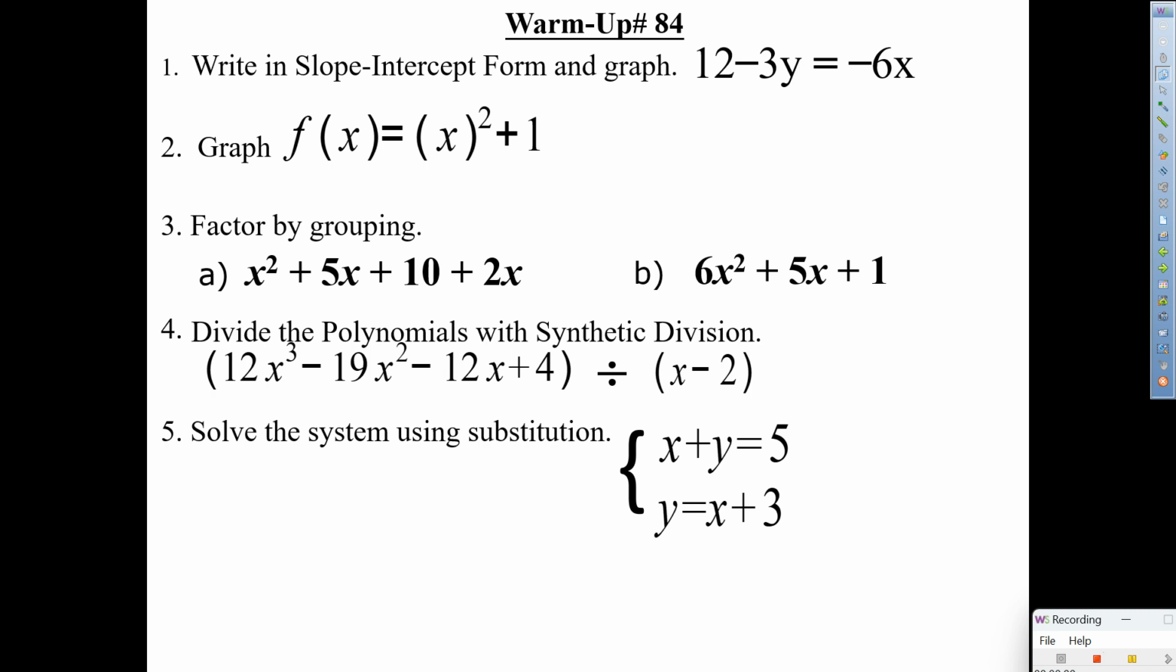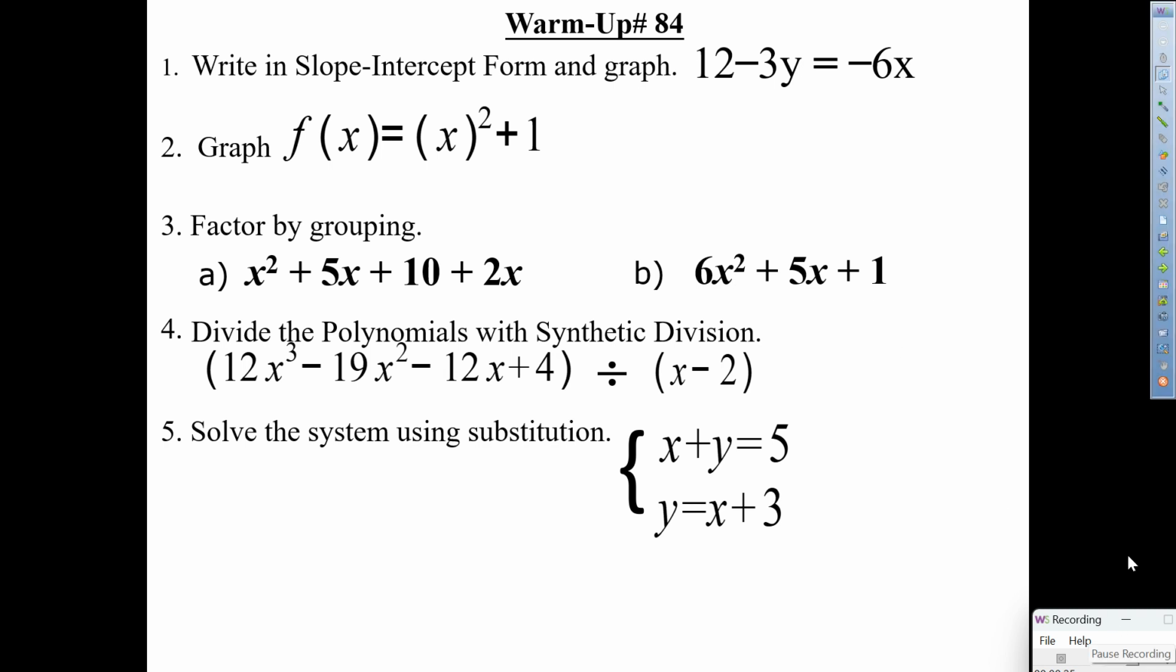Warm-up 84 is on the screen. Put away all electronic devices. You don't need them for this session. Today's going to go fairly fast, and it's packed with stuff. So stay with me, please. Go ahead and copy the warm-up, and we'll get started right away. I'm going to get right to it. So I'll give you a couple minutes so you can copy that.